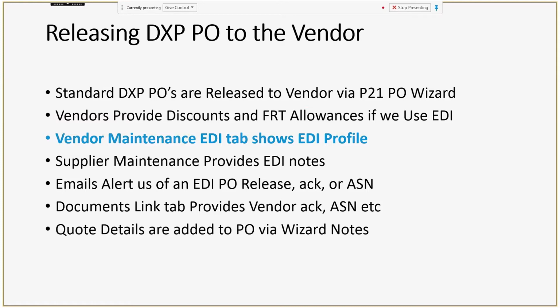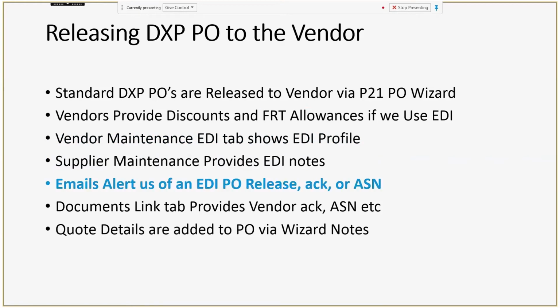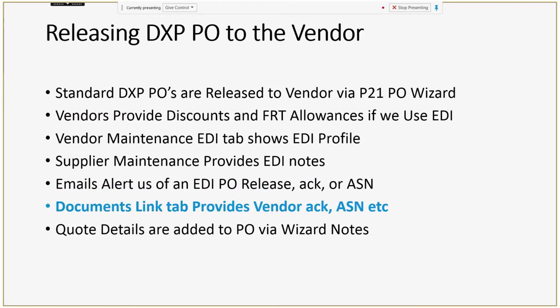So we're also going to go into the vendor maintenance screen. And I'll show you an EDI profile there that helps you identify if a vendor really is an EDI vendor. And we'll go to supplier maintenance and we'll look at some notes in there. We'll jump into the email screen and show you some email alerts you get when you send an EDI PO. We'll also click on the document links tab to show you various information that can appear in there.